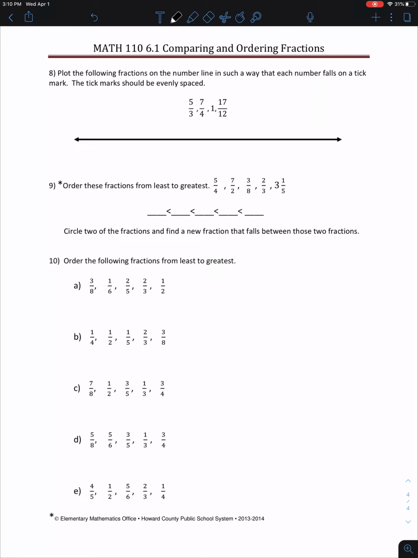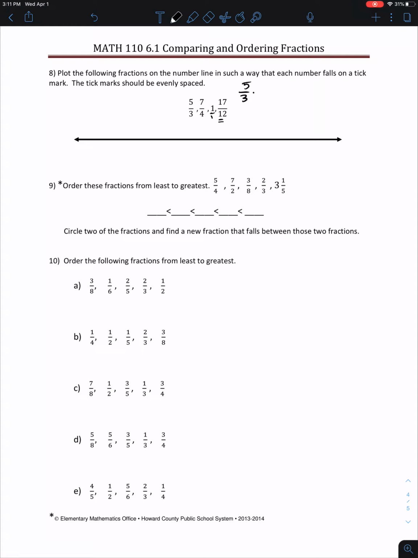So what we're going to want to do is write each of these fractions in an equivalent fraction form. In this case, since 12 is our biggest denominator, let's see if 12 would be a good common denominator for all of these. Since we've got a 3, a 4, and technically 1 is just 1/1, 12 actually would be a good common denominator for all of these. So first I'm going to rewrite all of these in their equivalent fraction form.